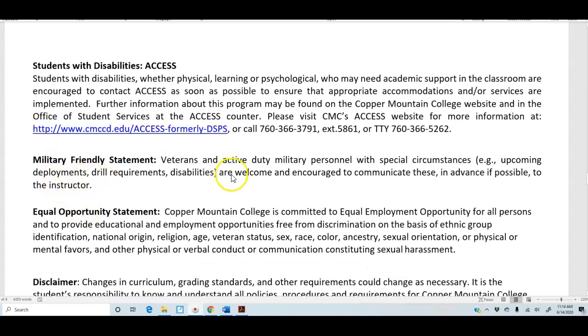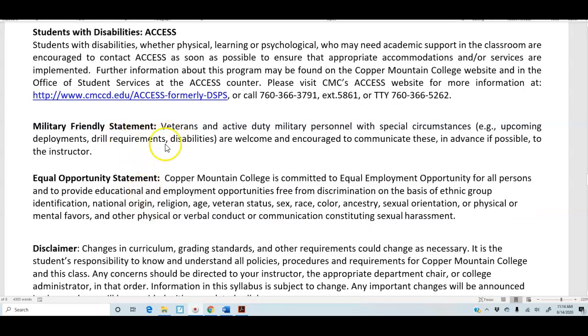Military-friendly statement. Veterans and active duty military personnel with special circumstances, upcoming deployments, drill requirements, disabilities are welcome and encouraged to communicate these in advance if possible to the instructors. So make sure you communicate with me as soon as possible for any special circumstances.